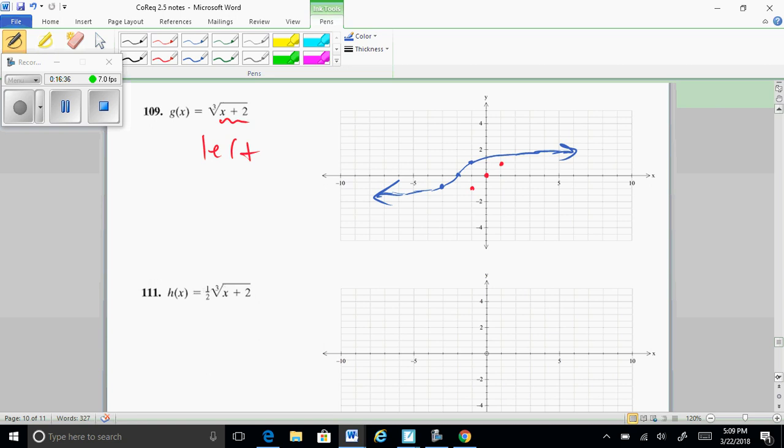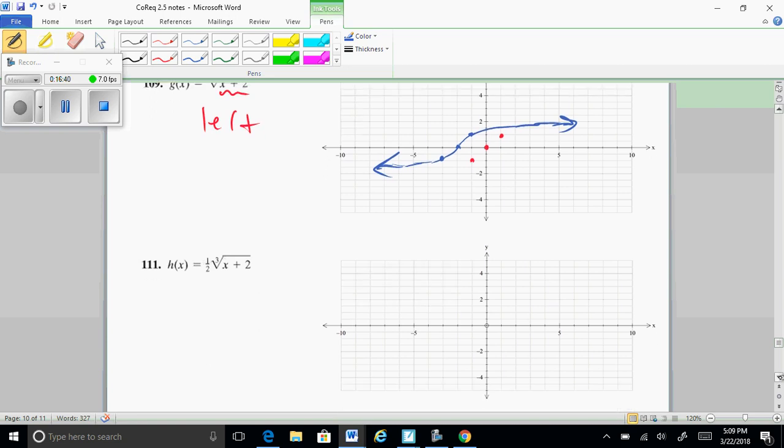Okay, this next one here, what we're going to do here is we're going to go left again. So we can go left 2, and then we're going to cut y in half.